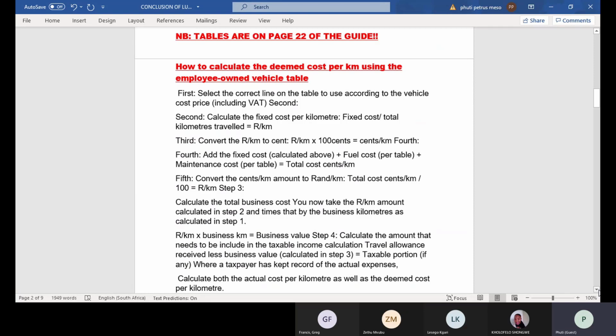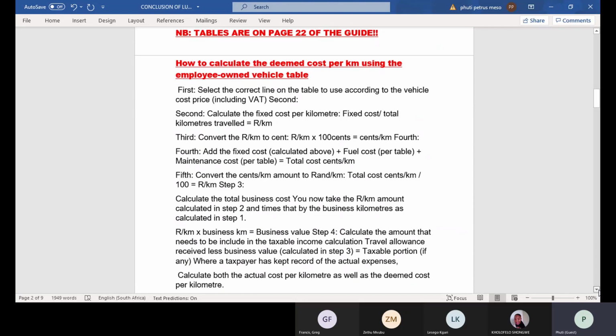Okay, so you calculate your total business cost. You now take the rand amount calculated in step 2, and multiply that by the business kilometers as calculated in step 1, right? Your rand per kilometer multiplied by business kilometers, you get your business value as per step 4, and then you calculate the amount that needs to be included in the taxable income calculations: the travel allowance received less your business value. Right, taxable portion, where taxpayers kept the record of their actual expenses.